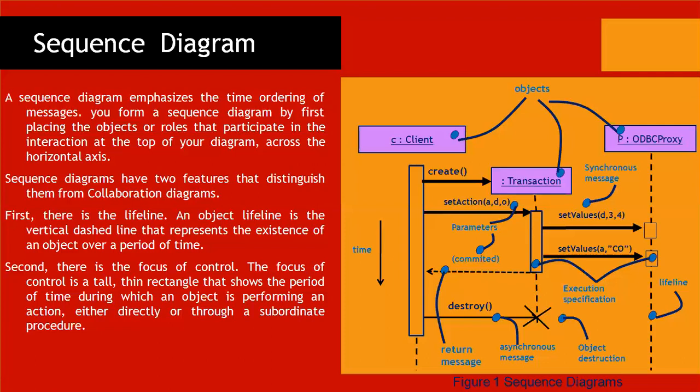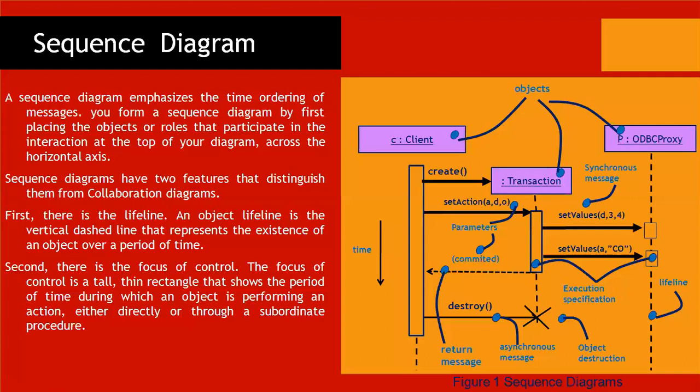First, there is a lifeline. An object lifeline is the vertical dashed line that represents the existence of the object over a period of time. So this is the lifeline, a vertical dashed line. Most of the objects that appear in the interaction diagram will exist for the duration of the interaction.